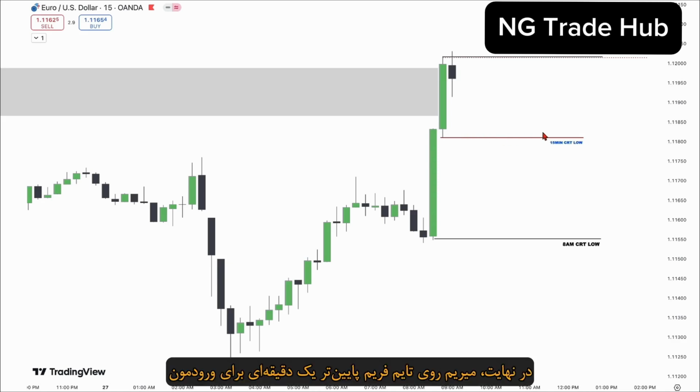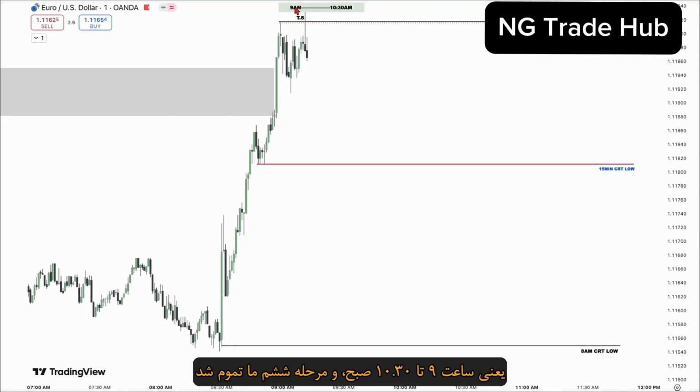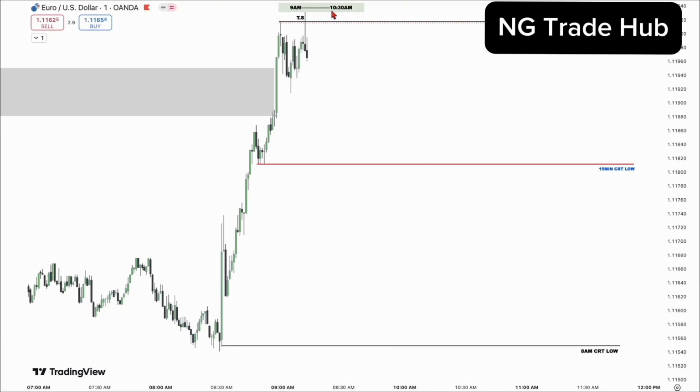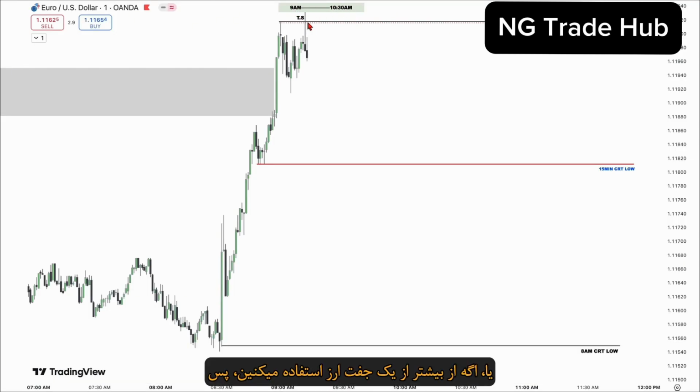Finally, we hop onto the lower time frame 1 minute for our entry. On the 1 minute you can see price creates turtle soup above that high within our time window, 9 AM to 10:30 AM, and our step 6 is completed. Remember, if the purge turtle soup occurs outside the time window, then there is no trade and wait for the next day. Or if you are using more than one pair, then you can find your setup on the other pairs.